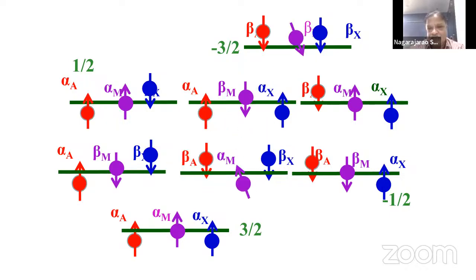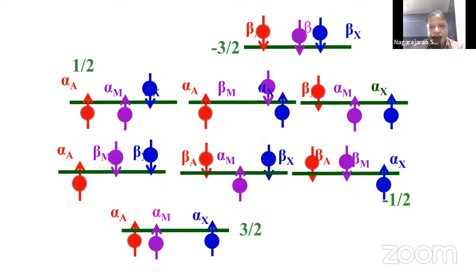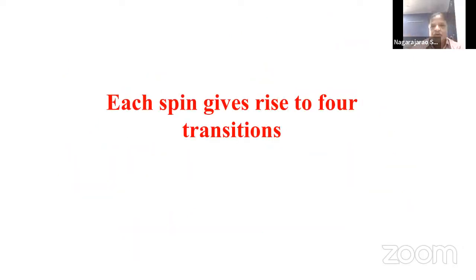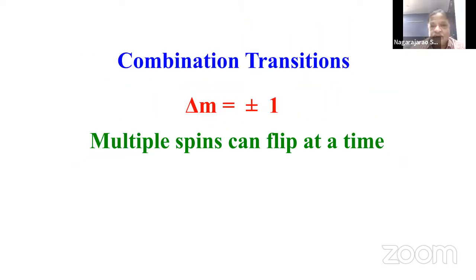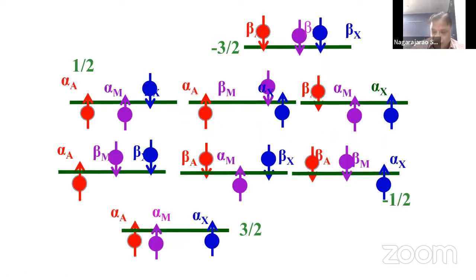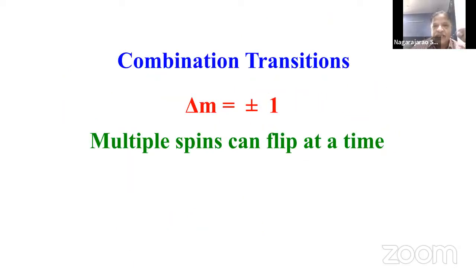Now similarly for the other one, 4 possible transitions. So totally each spin 4, 4, and 4. There are 12 transitions. Now we'll come to a situation like this. This is what is called combination transitions. Remember, in each of these things, only one spin was changing, alpha to beta or beta to alpha. Whereas, in the combination transitions, multiple spins can flip, provided again the difference in the magnetic quantum number should be either plus 1 or minus 1.